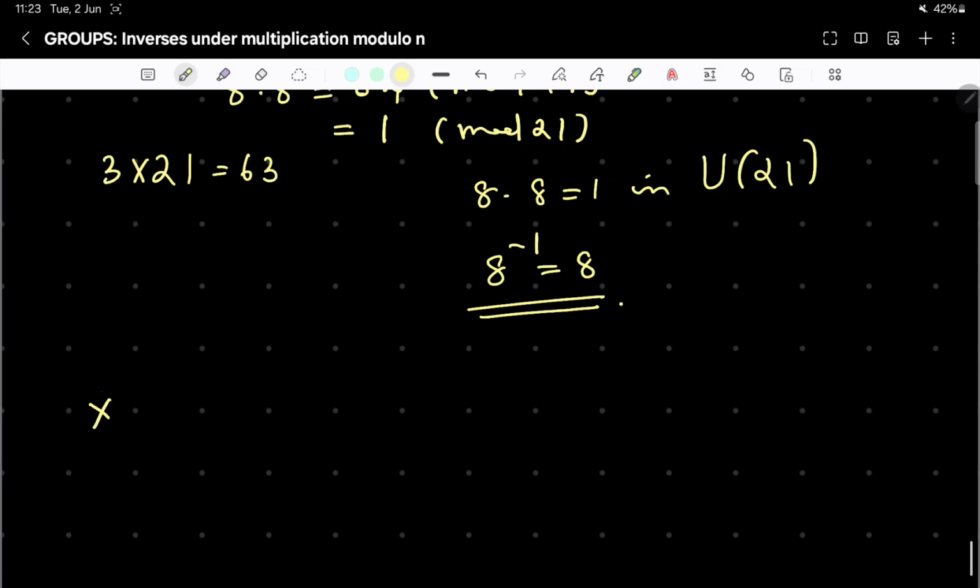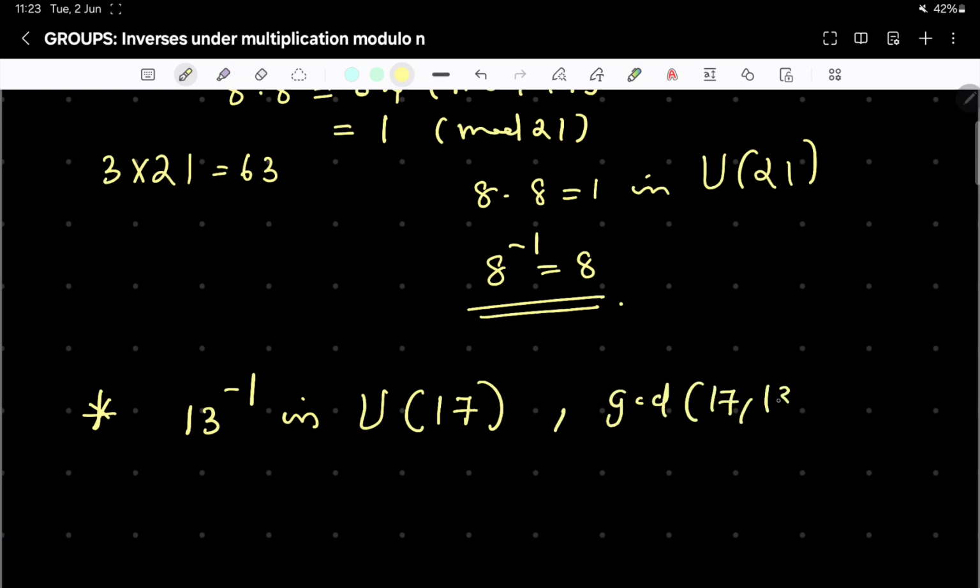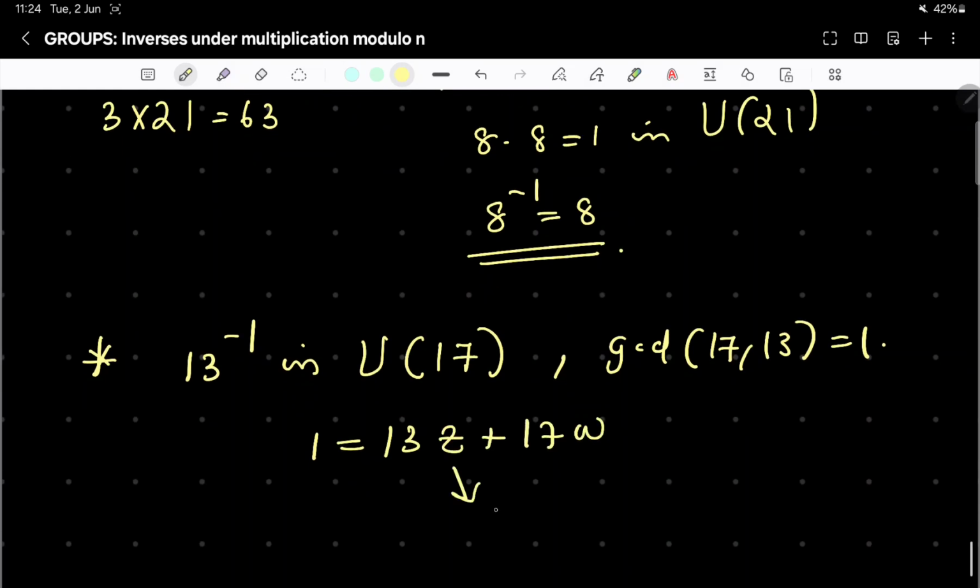So try another number yourself. For example, try the inverse of 13 in U of 17 or something, because you know that the GCD is 1, since both are prime numbers. So try to find this. Use the division algorithm. Try to write 1 is equal to 13Z plus 17W, and this Z will serve you as the 13 inverse. Okay, that's the idea.